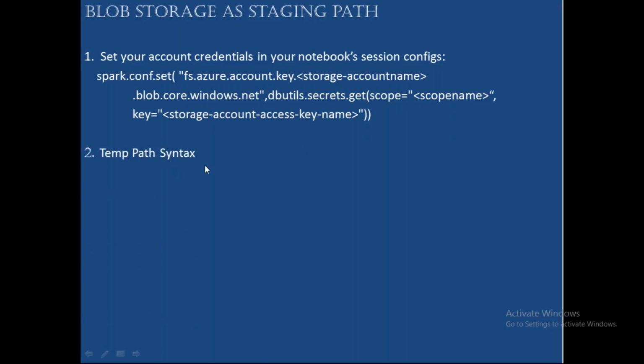Now the temp path syntax, how to set the temp path. See, wasbs://container name@storage account name.blob.core.windows.net. So what it indicates is, whatever data your data warehouse is writing into blob storage, which storage it is writing to, you will mention here. To access this storage, you are giving the key here. But in a storage account you may have multiple containers. In which container you want to write the data.